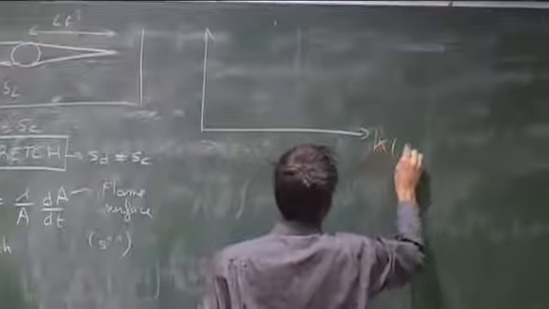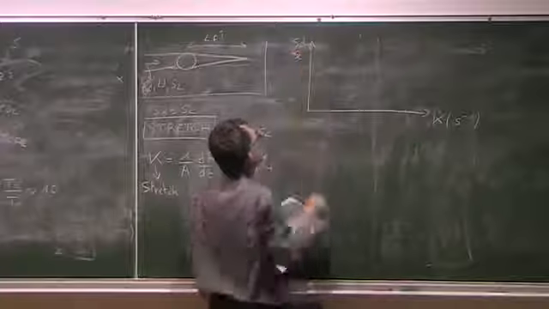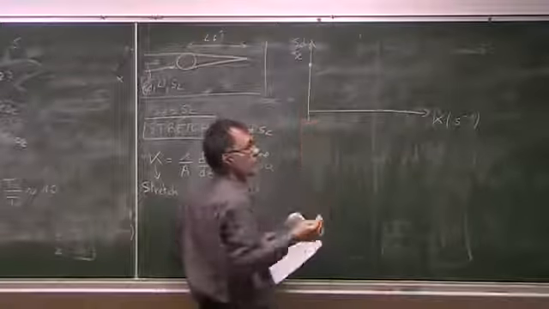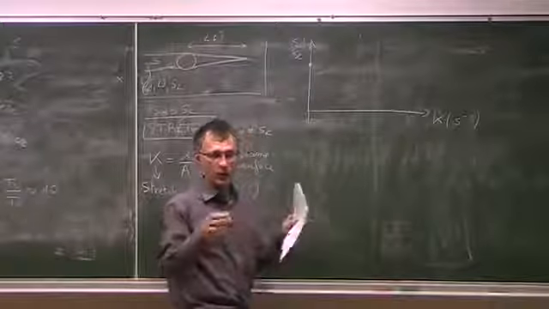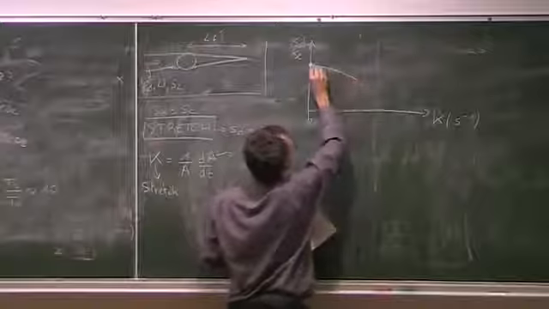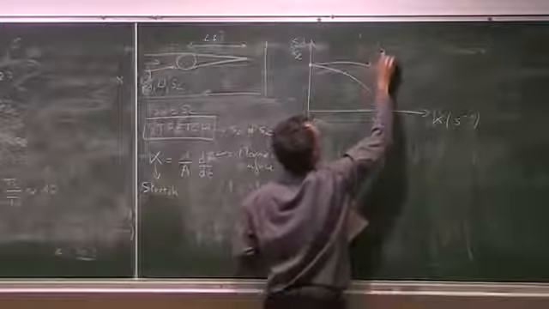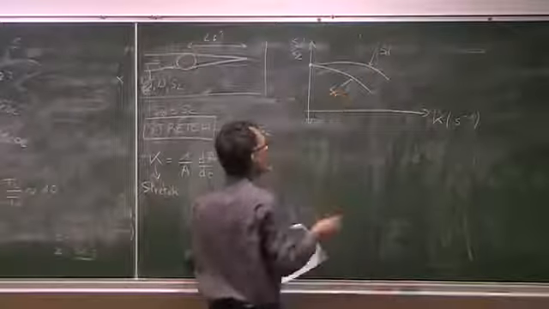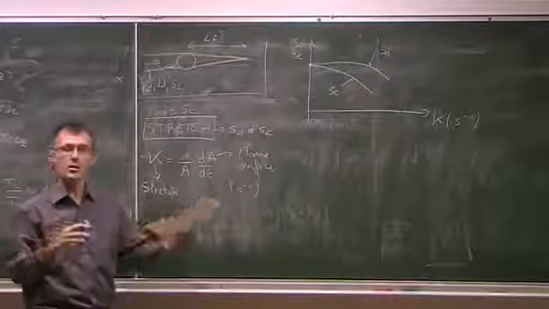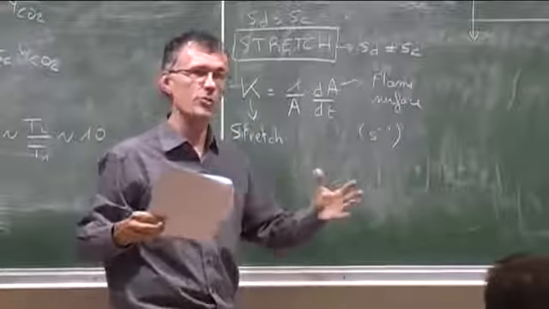stretch here in seconds minus 1, and here you plot Sd and Sc, the displacement and consumption speeds, they are both equal at 0 stretch, which is what we've been doing in the past hours. We had 0 stretch, all these flames were just propagating. But then they change when you increase stretch. So this would be Sd, for example, and this would be Sc. So in general, when stretch is not 0, you're stretching the flame, the consumption speed and the displacement speed are different.